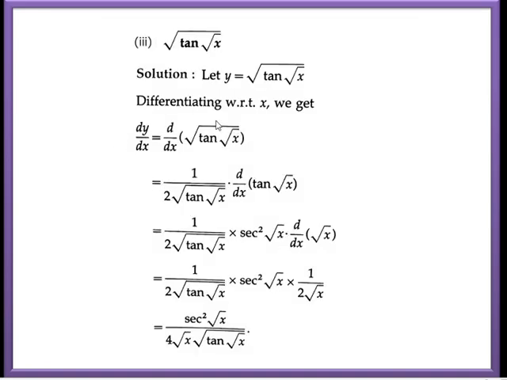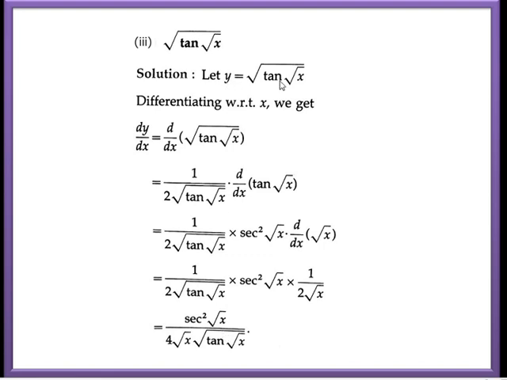Okay. Now see this one. See, basically, what is derivative of root? Derivative of root is 1 upon 2 root into root of which function? Root of tan. But what is derivative of tan? Sec square. But tan of which angle? Root x. And what is derivative of root x? 1 upon 2 root x. So this is the final answer.